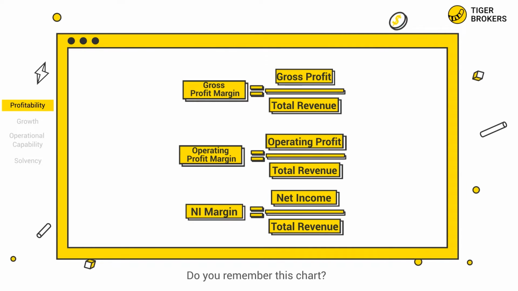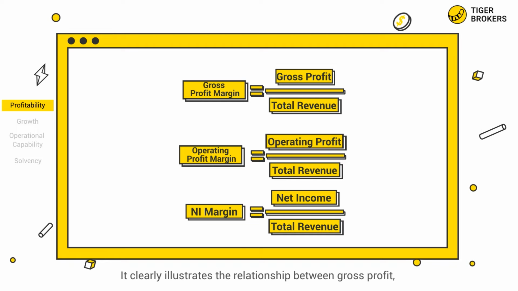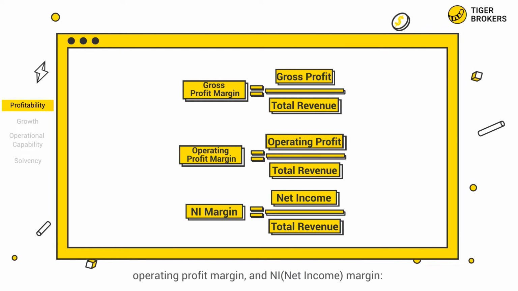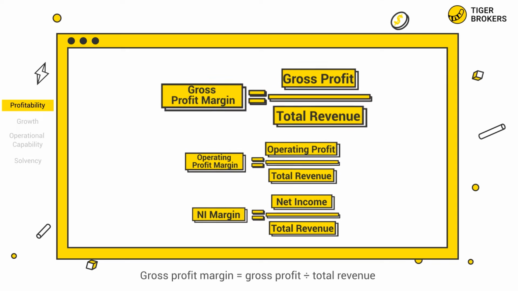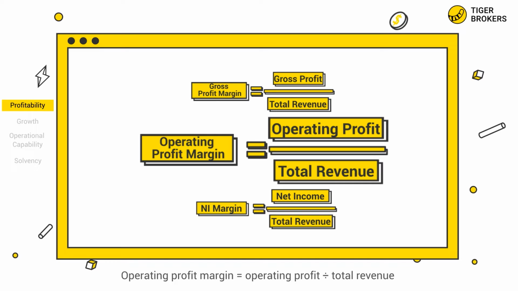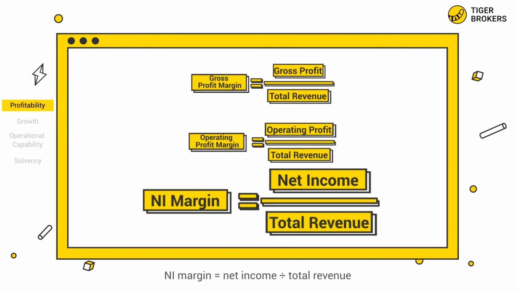Do you remember this chart? It clearly illustrates the relationship between gross profit, operating profit, and net income. We can also use the formulas below to quickly calculate gross profit margin, operating profit margin, and net income margin. Gross profit margin equals gross profit divided by total revenue. Operating profit margin equals operating profit divided by total revenue. Net income margin equals net income divided by total revenue.